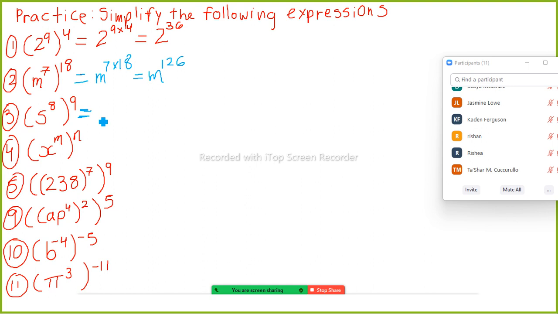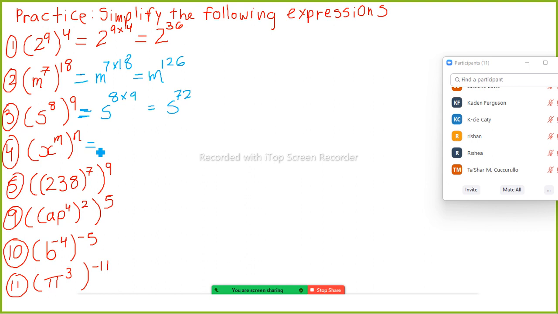S to the power of 72. I know my S looks like a 5, but it's S to the power of 72. That's correct, because 8 times 9 is going to be equal to S to the power of 72. Excellent.